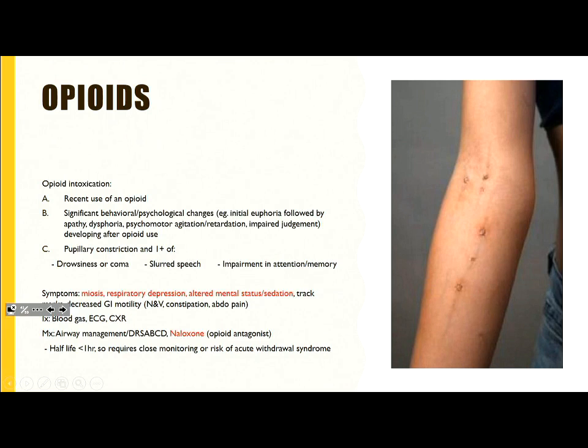In terms of management, always start with your doctor's ABCD. If you've got a patient who's sedated and breathing slowly, you want to make sure you don't miss anything else. If you are sure it's opioids, airway management can be important. And the treatment medically is naloxone, which is an opioid antagonist. The important thing with naloxone is that it does have a very short half-life. So you hear some sad stories about patients who've been given naloxone and then left, and then the naloxone wears off and the effects of the opioids come back and they can still die from that. So you want to make sure to mention that you're going to monitor your patient regularly and give more naloxone as required.